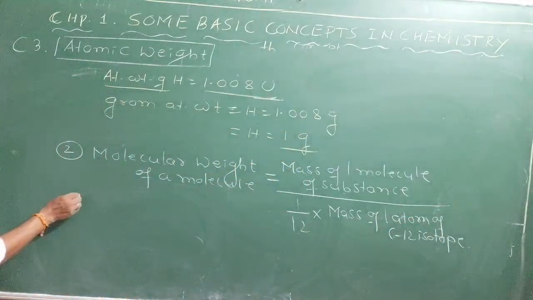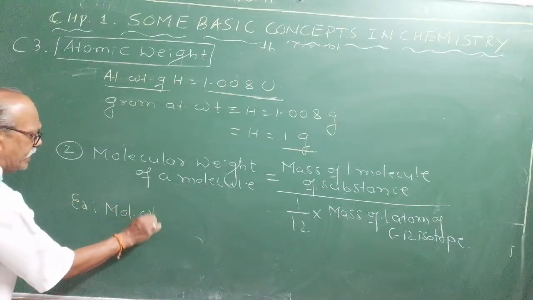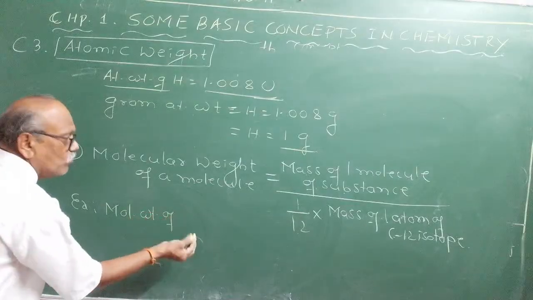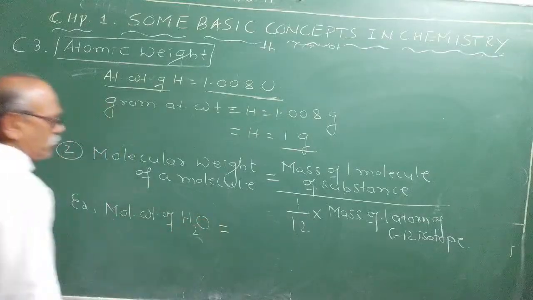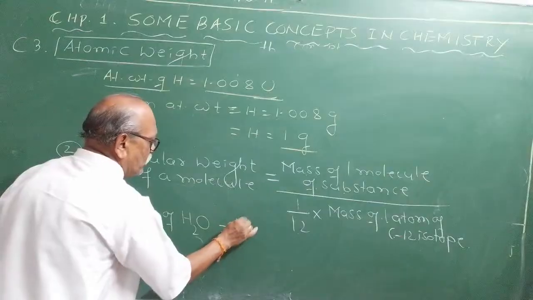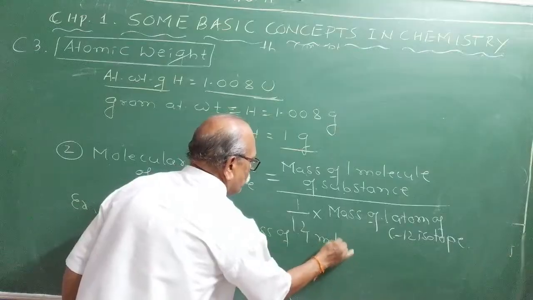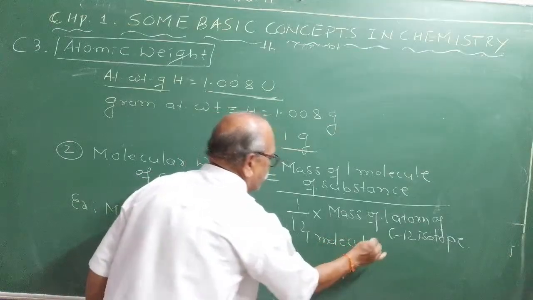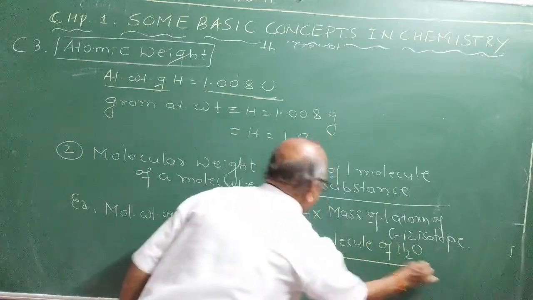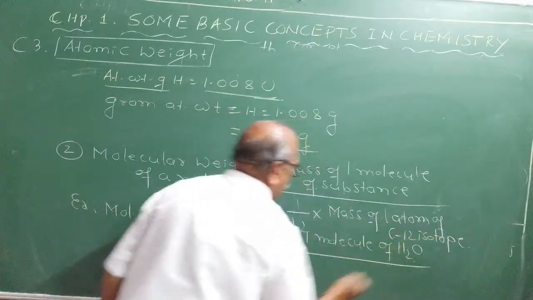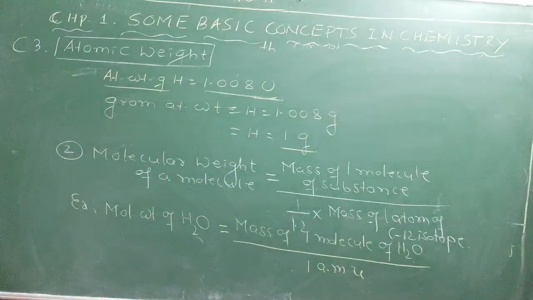Suppose, for example, I want to calculate the molecular weight of water. What is the formula of water? H2O. It is equal to the mass of one molecule of H2O divided by 1/12 of the mass of 1 atom of carbon 12 isotope, which I can simply write as 1 AMU, atomic mass unit. Just now I explained this to you.